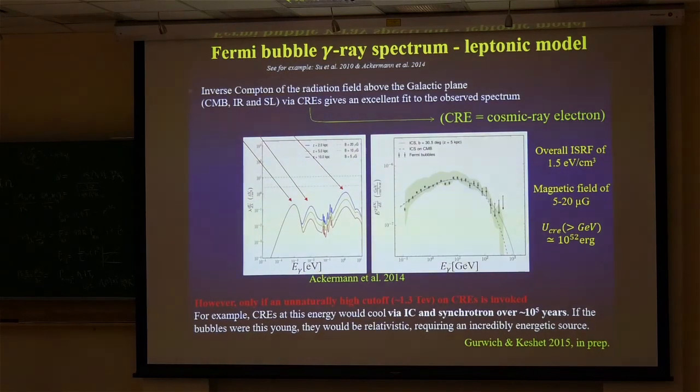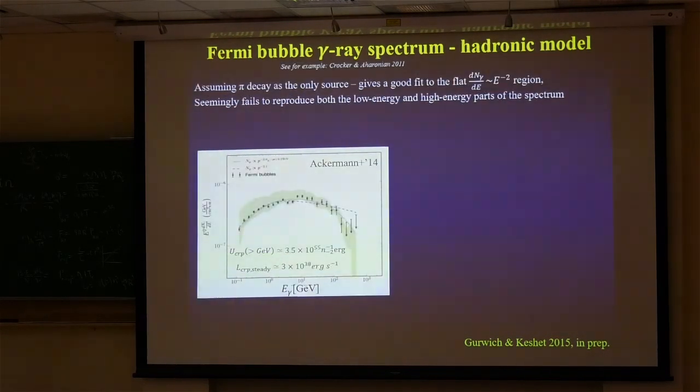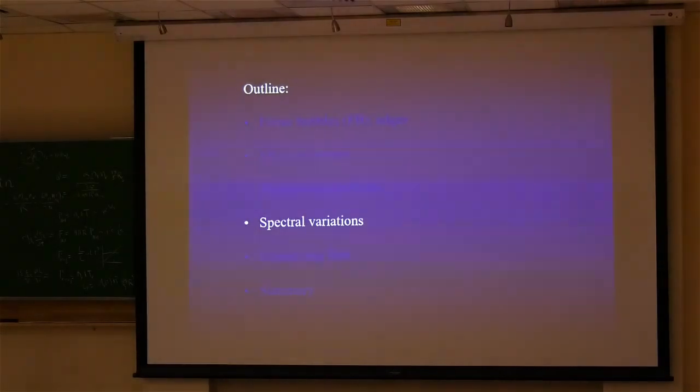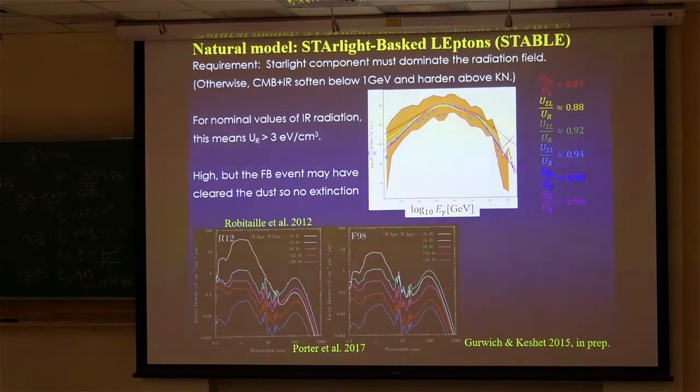But also here, to get this, you need this 5 to 20 micrograms. We need less in this model. We need 4 to 5 micrograms. Somebody's excited, I don't know why, but I'll go back and model this in more detail. You don't need a very strong magnetic field.